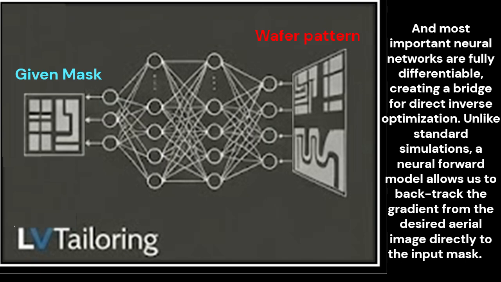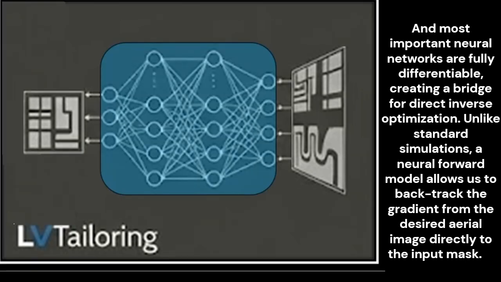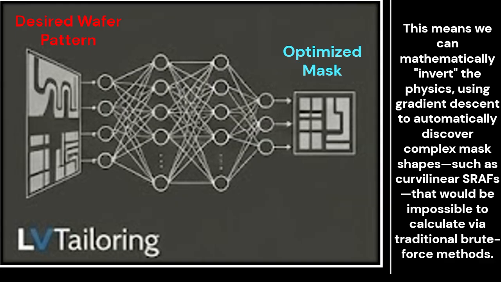Unlike standard simulations, a neural forward model allows us to backpropagate the gradient from the desired aerial image directly to the input mask. This means we can mathematically invert the physics using gradient descent to automatically discover complex mask shapes, such as curvilinear shapes, that would be impossible to calculate via traditional brute force methods.